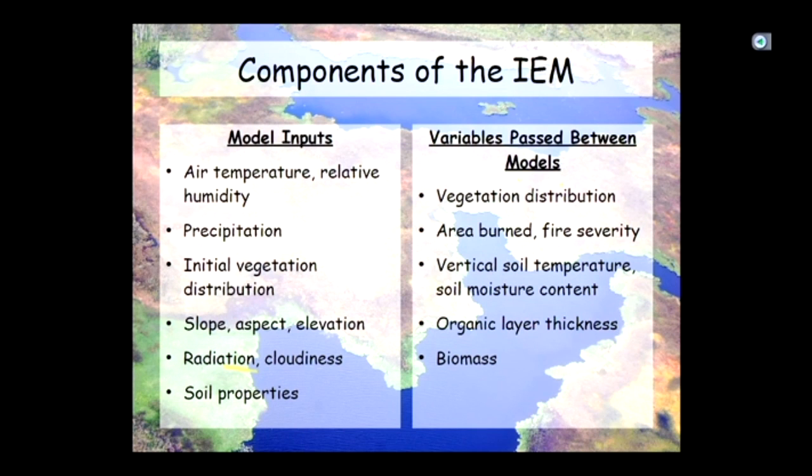We are currently in this phase 2, wrapping that up. Just going on to components, climate largely drives the IEM: air temperature, humidity, precip, vegetation distribution, slope aspect, elevation. And then the stuff that's passed in between, which is important, is vegetation distribution, the area burned, and the fire severity by the Alfresco model, which has an impact on the organic layer thickness, which is important for the permafrost model. Biomass is exchanged from the TEM model back to the Alfresco model because biomass is important for fire and rates of fire.